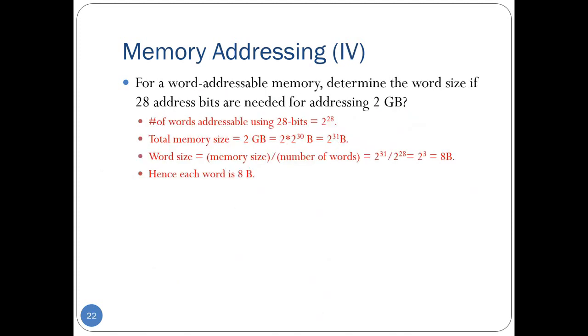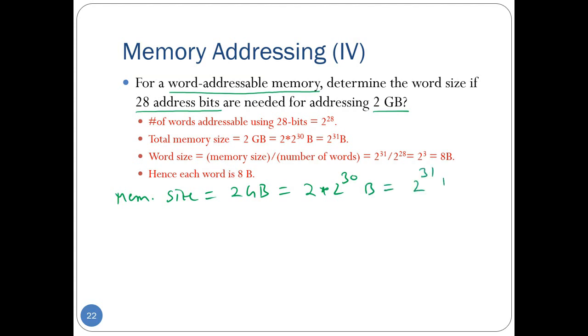Now this last problem on memory addressing is slightly different. We again have a word addressable memory, but we are given the total size of the memory. The memory size is 2 gigabytes, and we also know that we have 28 bits in our addresses, but we don't know the word size. So let's find out the word size from here. Memory size is 2 gigabytes, which is basically 2 multiplied by 2 to the power 30 bytes, which is 2 to the power 31 bytes.